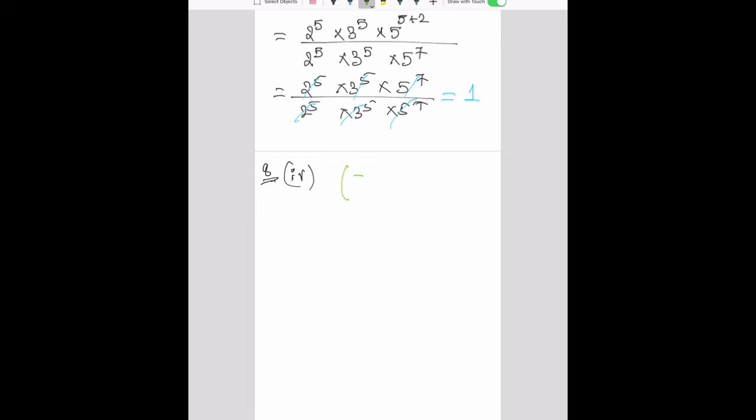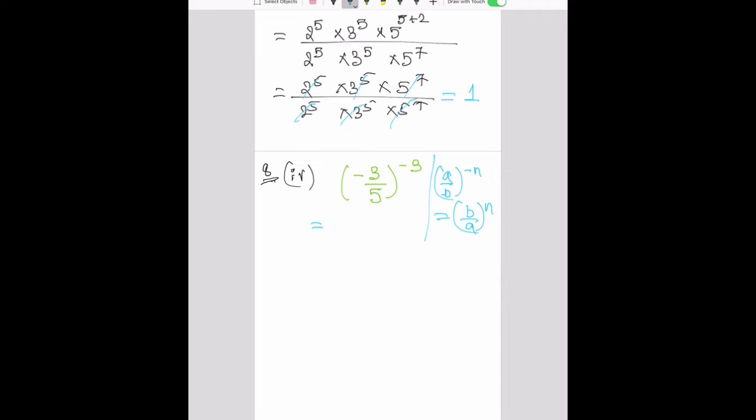Okay. Minus 5 by 3 to the power minus 3. Now see, in exponents, if you get a chance of exponents having a negative number, the first thing you should do is take the reciprocal. Now minus 3 can be written as plus 3 only if it is exponents. For example, if I have a by b to the power minus n, it can be written as b by a to the power n.